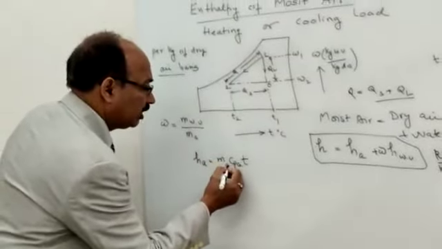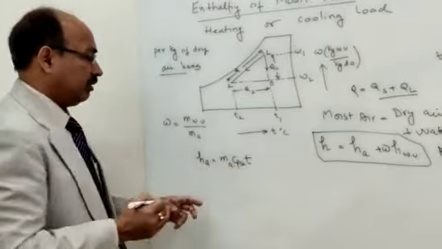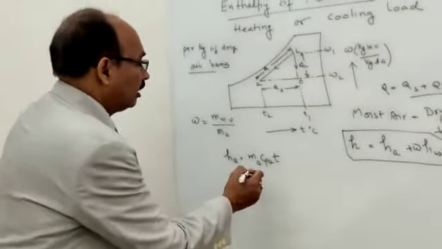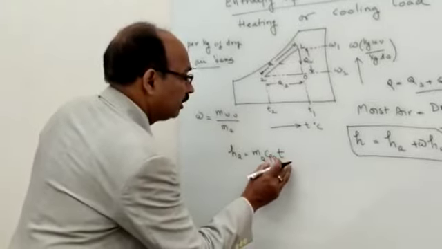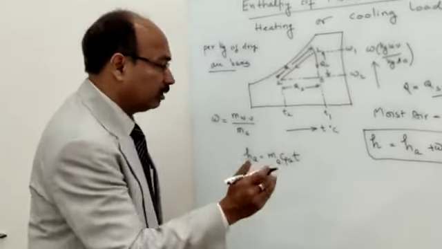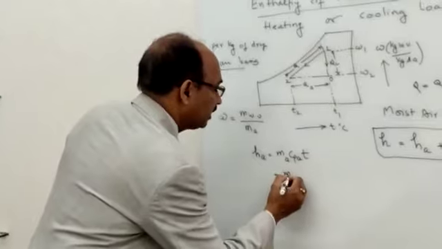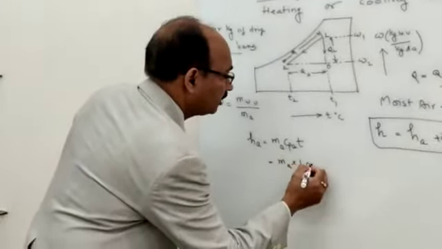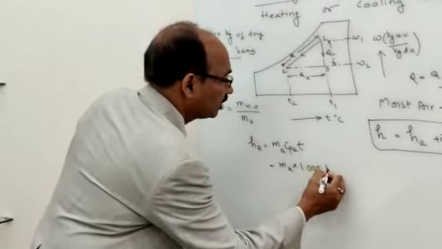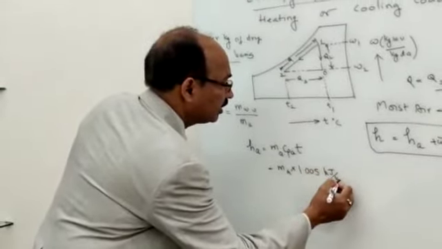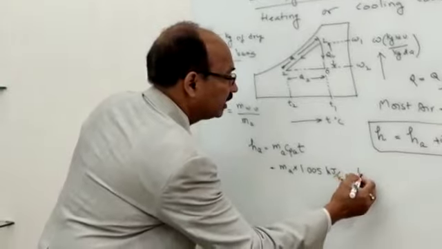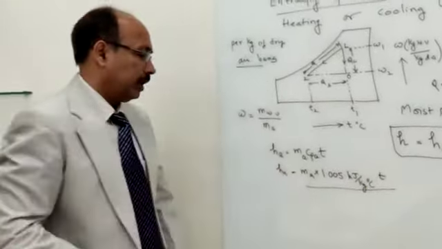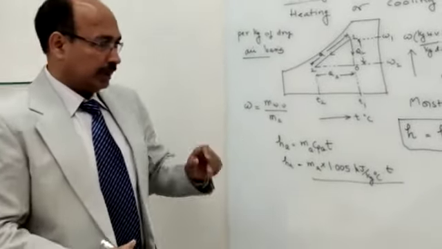Here m is nothing but m_a, which is mass flow rate of dry air. And we know Cp of dry air is 1.005 kilojoule per kg degree centigrade into T. So this expression is used for finding enthalpy of dry air part.